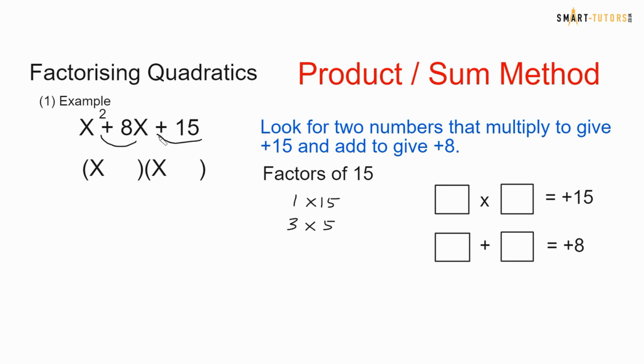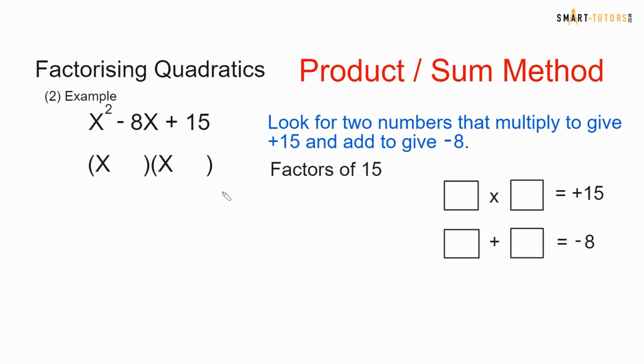So which factors multiply to give 15? 15 times 1 is 15. 15 plus 1 is 16. So it's not the perfect one. 3 plus 5 is 8. So if you give plus 3 and plus 5, that is the perfect factor. So you get plus 3 times plus 5 is plus 15. Plus 3 plus 5 is plus 8. So the answer for this question is x plus 3, x plus 5.